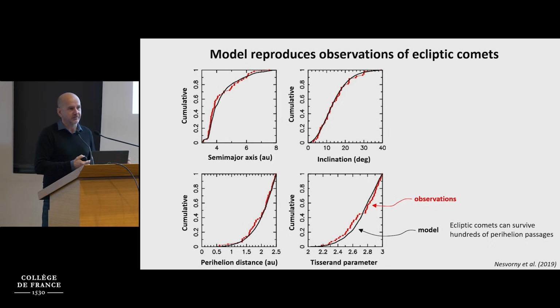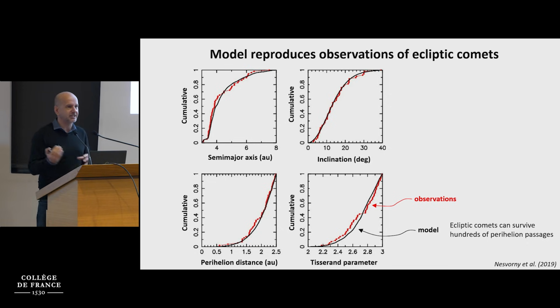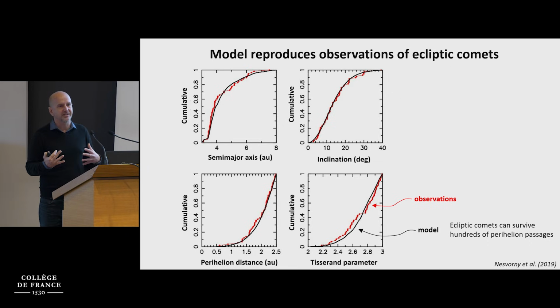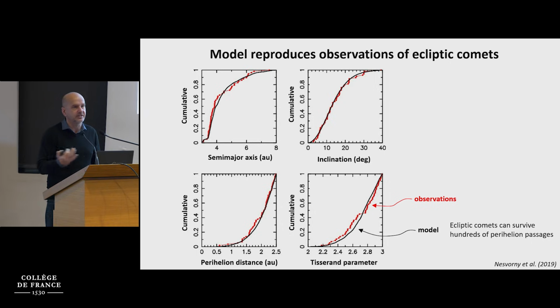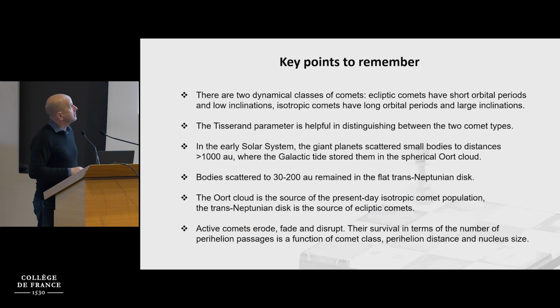Maybe because they were stored at very large distance and coming back, they experience a very large thermal gradient and are more active. That's actually observed, that the long period comets or the isotropic comets are typically more active and therefore can disrupt more often. But this is a subject of investigation, and people are studying what could be causing this difference between the physical lifetime of ecliptic and long period comets.